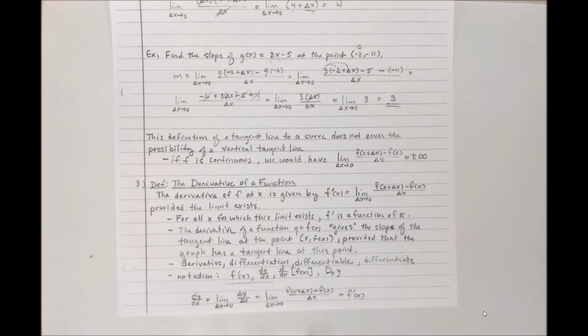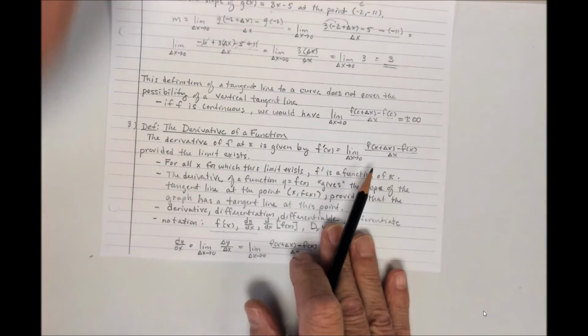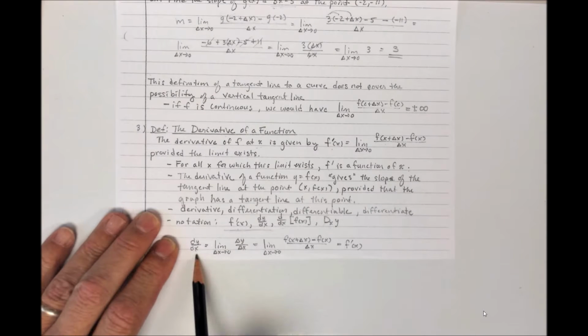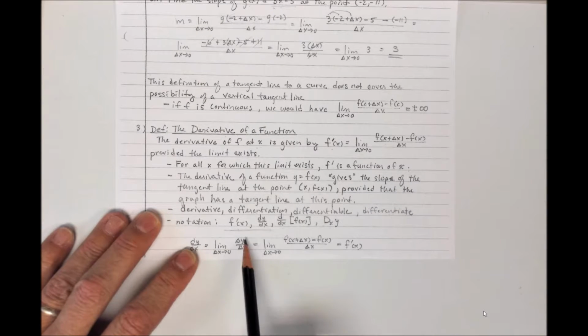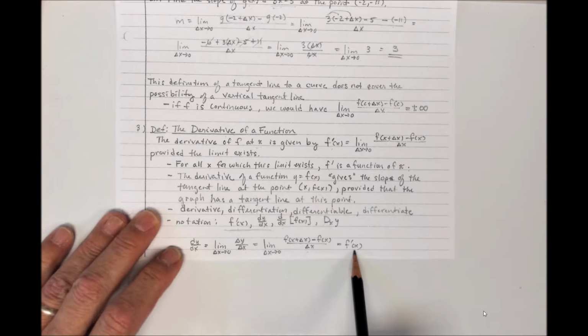All right, so dy dx is equal to the limit as delta x goes to 0 of the difference of the y values over the difference of the x values. That's the difference quotient function, and we write it as f prime of x. These are exactly the same thing. They mean the same thing, just slightly different notation.